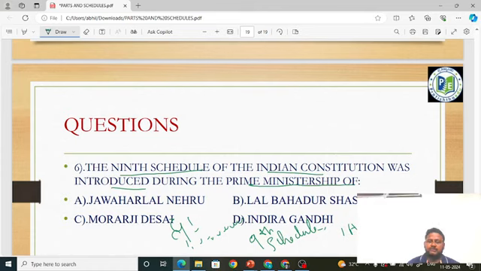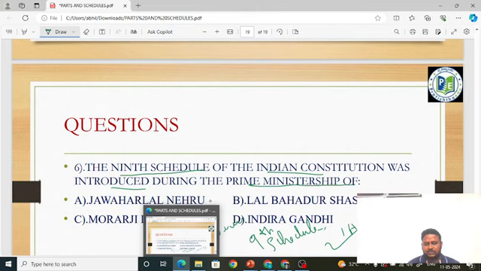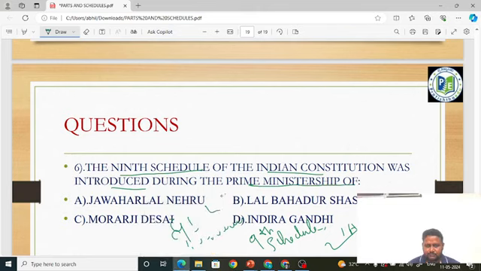So who was our first prime minister? The general elections and all took place in 1951-1952. At that time, who became the prime minister? The first prime minister was Jawaharlal Nehru. At that time only the first amendment was made. So the answer is 1952. Then later, these people became prime ministers: Indira Gandhi and Morarji Desai. Before that, it was Jawaharlal Nehru. So the answer is prime minister. This is a tricky question, but it is very easy also. 9th schedule, when? 1952. At that time, who was the prime minister?